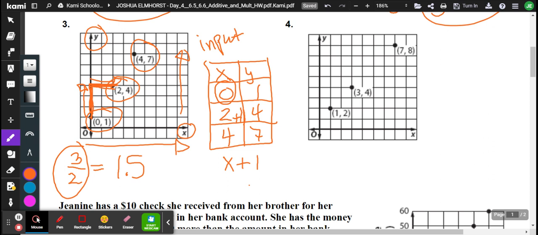So now let's check and see if that rule is true. What's 1.5 times 2? 3. And what's 3 plus 1? 4. That one checks out. So what's 1.5 times 4? It's going to be 6, and then 6 plus 1? 7. So that one checks out.